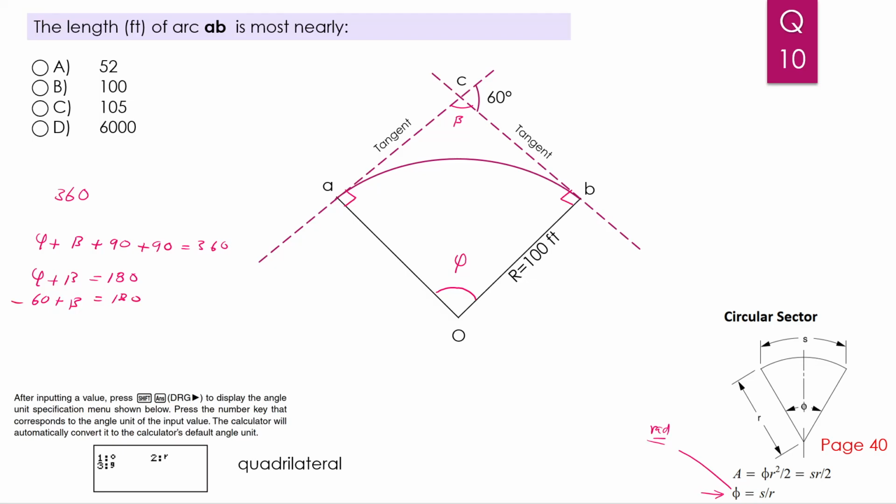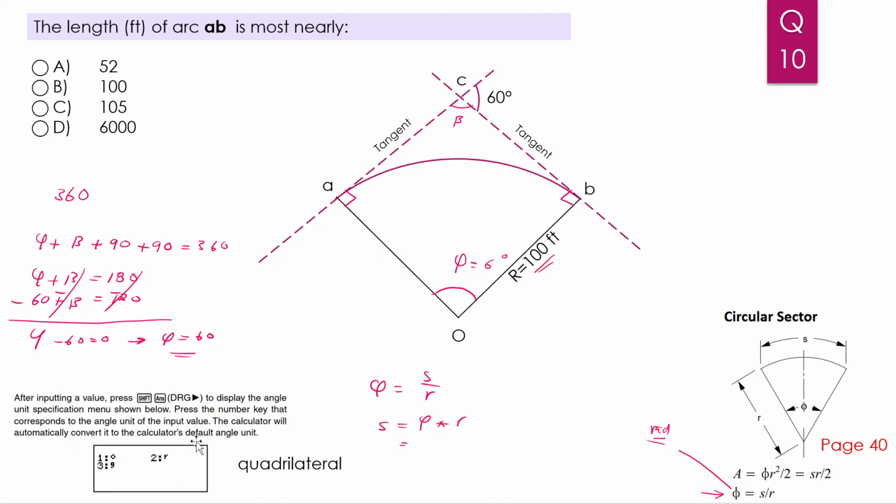We have two equations. We add them together, which means phi minus 60 equals 0, so phi equals 60. You can check the transportation section and they will show you that these two angles are equal. Now we know that this angle is 60 degrees. Now phi equals S divided by R, which means S equals phi multiplied by the radius. The radius is 100 foot.